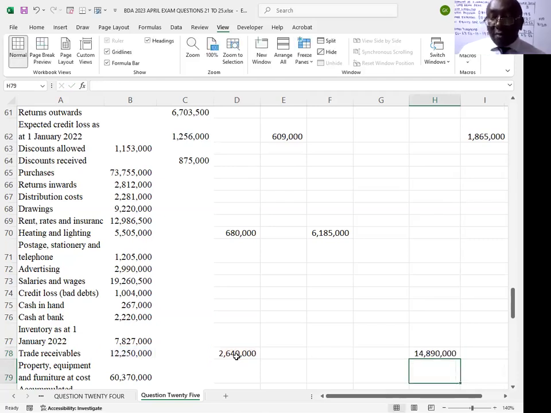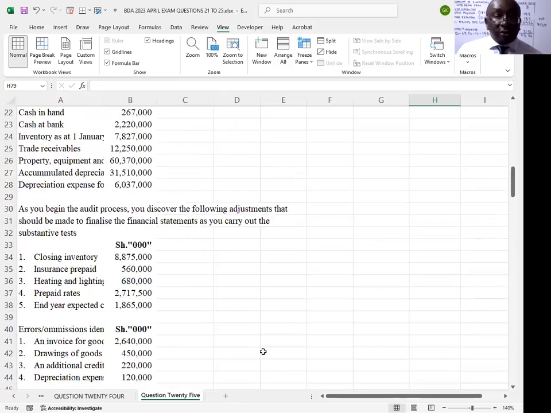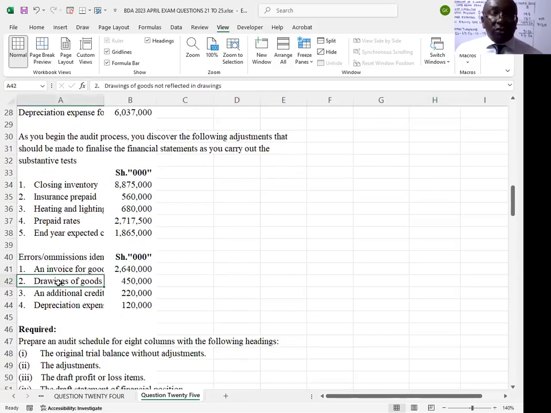So those are our receivables. Higher. The next thing you do is drawings of goods not reflected in drawings. So for these drawings, I had said drawings serve to reduce the purchases. So we shall credit purchases, because that's where they were gotten from, and debit the drawings.